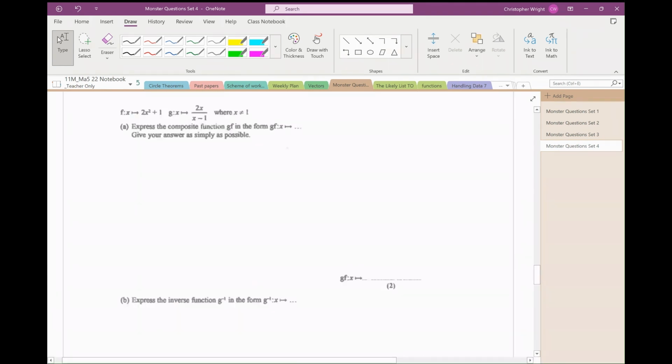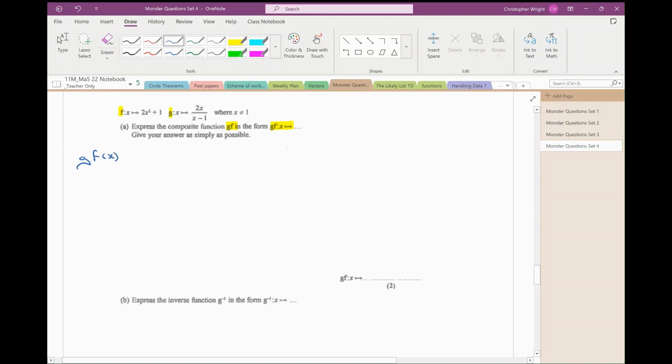Question 4. I've got 2 functions here. I've got function f and the function g. Express the composite function gf in the form gf colon x to something. Give your answer as simply as possible. All right, so I need to express gf of x in algebraic form.